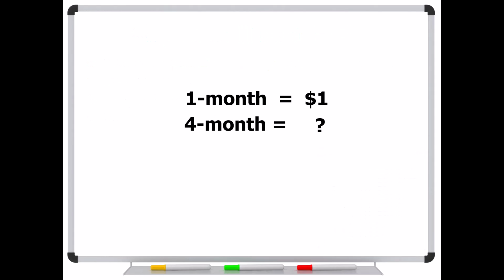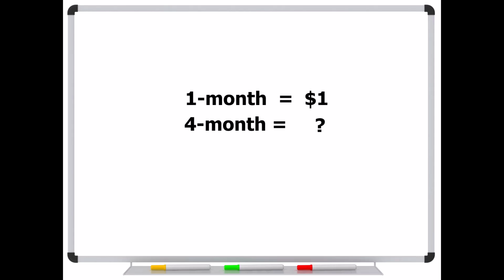So here's what it means. If we have a 1-month option trading for $1 and we wonder what the 4-month option should be trading for, well, if you ask most traders, they would tell you it should be trading for $4. And that makes sense because it has 4 times the amount of time. But that's actually not right. And here's the way that we figure it out.